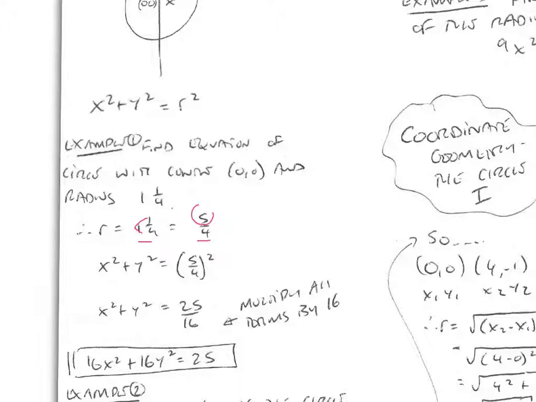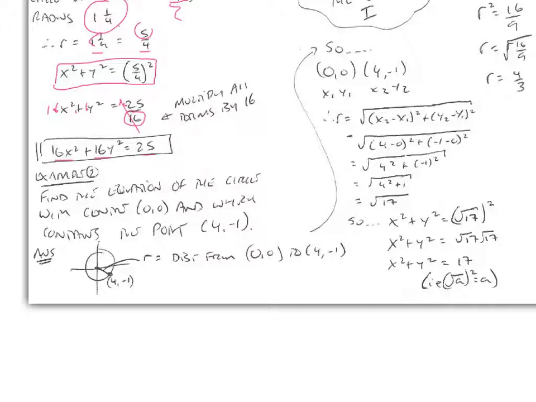Because the center of the circle is at 0, 0, the equation of the circle must be x squared plus y squared equal to r squared. So that's x squared plus y squared equal to 5 over 4 squared, which is 25 over 16. To get rid of this 16, we multiply all the terms by 16 and they cancel, and we get 16x squared plus 16y squared is equal to 25. That is the equation of the circle whose centre is at 0, 0 and whose radius is 1 and 1/4.